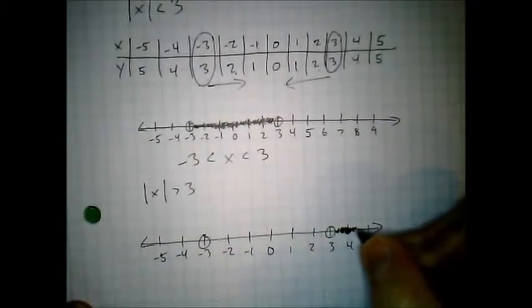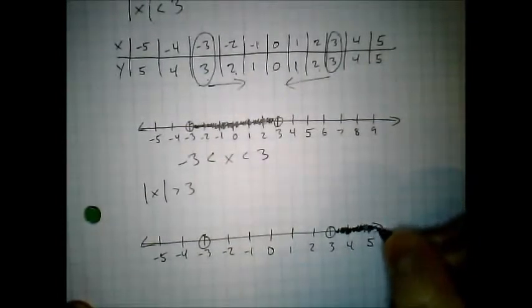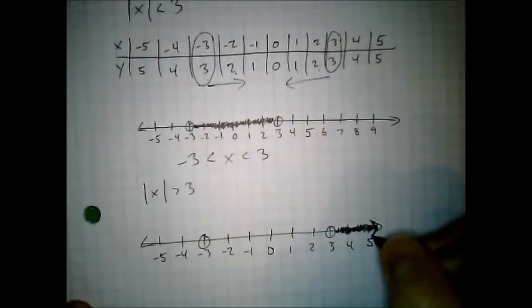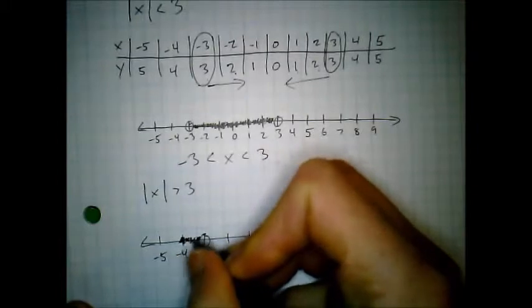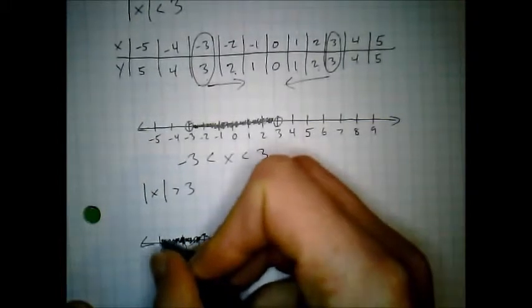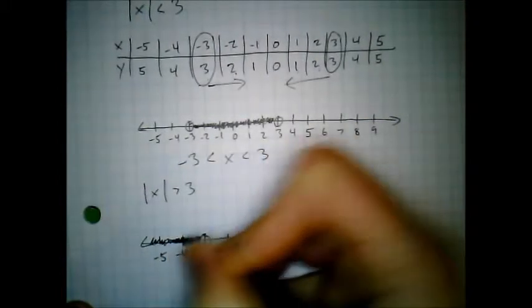The absolute value of 4 is 4. That's greater than 3. The absolute value of 5 is 5. That's greater than 3. The same thing over here. The absolute value of -4 is 4. That's greater than 3. The absolute value of -5 is 5. And that's greater than 3.